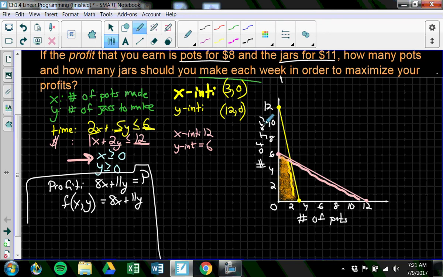Now, this is a beautiful, beautiful thing because we have all the possibilities right inside this little region. Everything that we could possibly do fits in here. If we tried to pick something to point out here, like that's the point 5, 1. Making 5 pots and 1 jars would take too much time. And here is like the point, I don't know, 6, 9. Making 6 pots and 9 jars takes too much time and costs too much money. But everything inside here works and is possible.